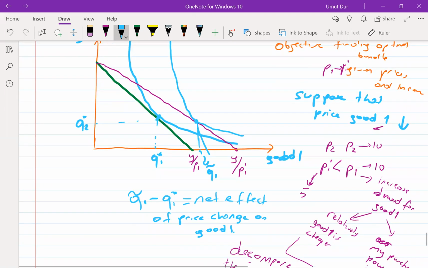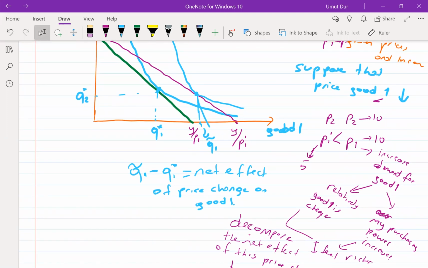Şimdi ben bu net efektin ne kadarı relatif olarak benim ürünüm cheaper oldu, substitution'dan dolayı ona bakacağım. Bir de benim purchasing power'ım, benim income, hani relative income'ım arttığından dolayı ne kadar fazla good one'dan tüketiyorum, ona bakacağım.